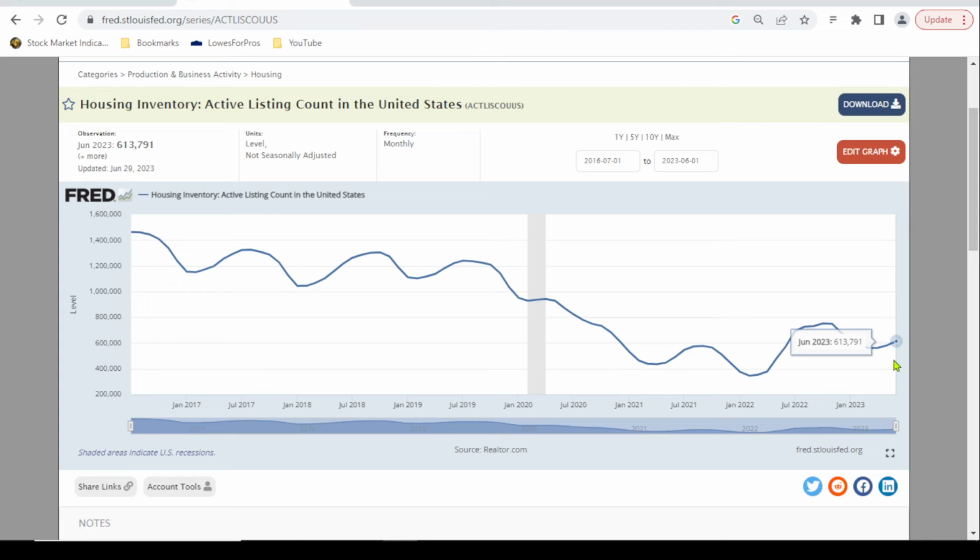This chart is showing that for June 2023, there were 613,000 active listings. Just taking a high-level view, we can see at the last year or so, active listings have been a lot lower than they have been in the last few years. Once we see inventory start to increase, we might be able to expect home prices to soften, meaning they might see a slight decrease, or we'll see a decrease in home appreciation.